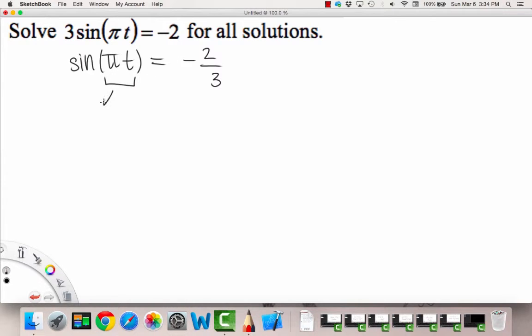I'm just going to use a pretty useful thing called u substitution. Right, so we're just going to consider everything on the inside of our sine function as u. So we kind of have sine of u is equal to negative 2 over 3.